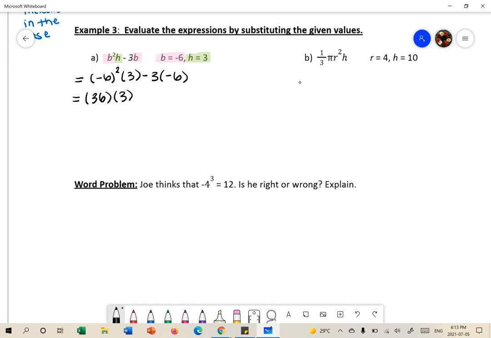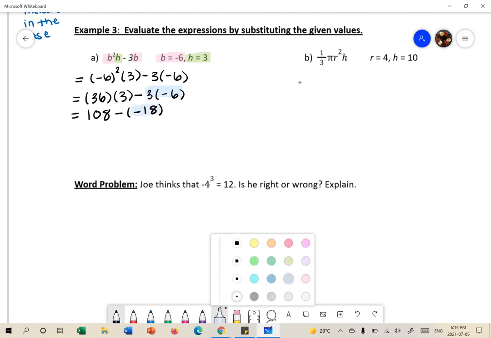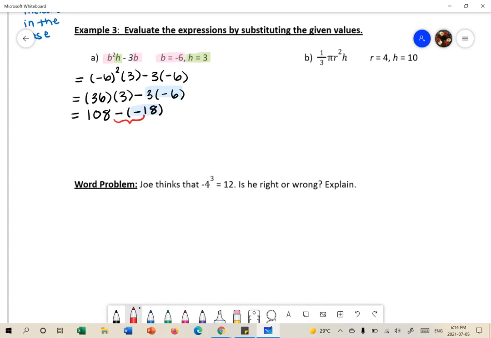Okay, following BEDMAS. Okay, and now I'm going to simplify 36 times 3, which is 108. Subtract 3 times -6 is -18. Now I'm going to simplify my double signs. So I want to simplify this. So 2 negatives will make a positive. The next line is going to be 108 plus 18, which is equal to 126.